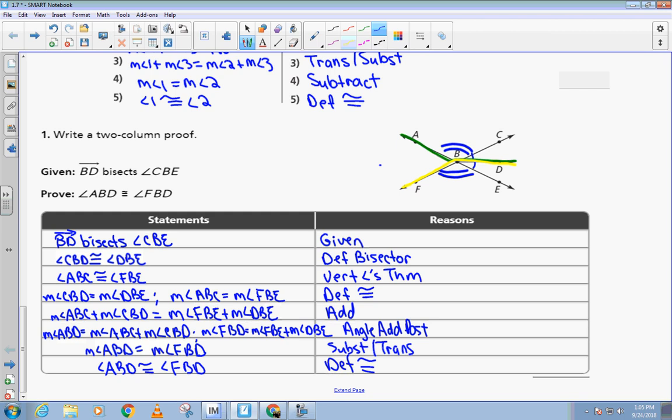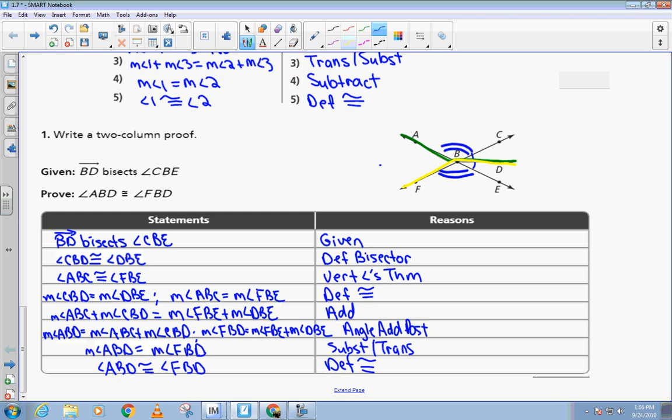So you start out with your given, like I did. Then I stated these two little ones were equal. That's what I did right here as my second step. Angle CBD is equal to angle DBE, definition of bisect. Then I went to the bigger angles, and they're vertical. So I said that they are congruent by the vertical angles theorem.